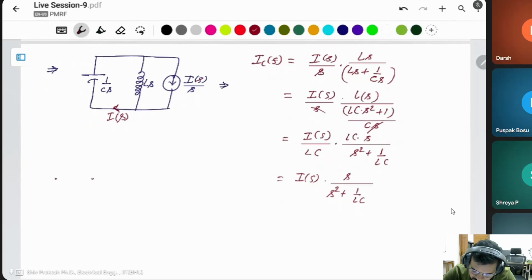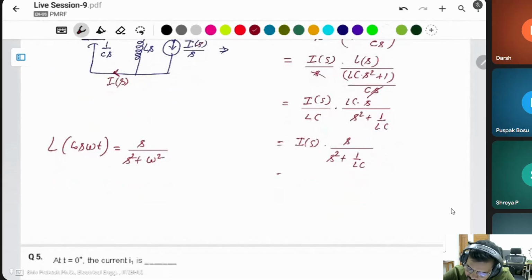You know the Laplace of cos omega t is s divided by s square plus omega square. Then we have to make this circuit like that: I(s) into s divided by s square plus (1 by root LC) square. The same LC is there. Now we can apply the inverse Laplace.